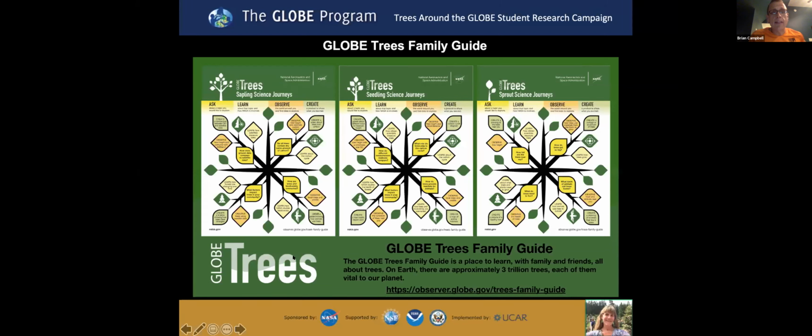As these journeys progress throughout the year of the learner, they get a little more complex and complicated with the materials that we're asking them to do. We're asking them to ask, learn, observe, and create. So please visit that, if you haven't already, or if you have, go back and check it out again, because there's some great stuff on there.